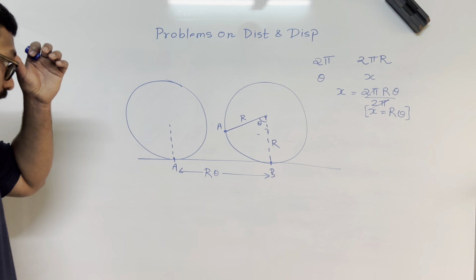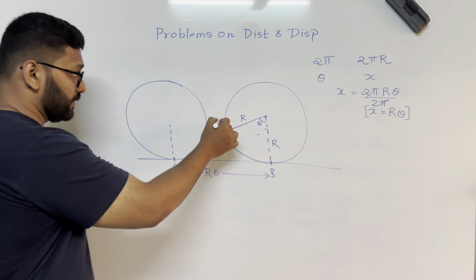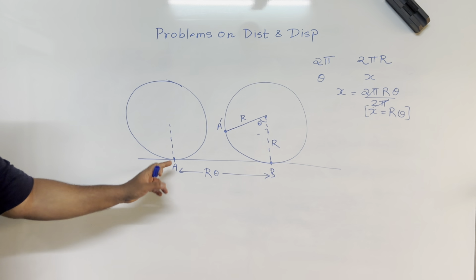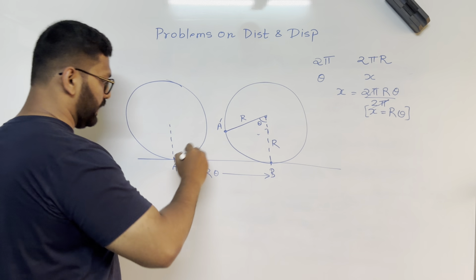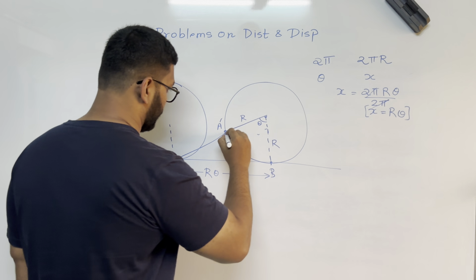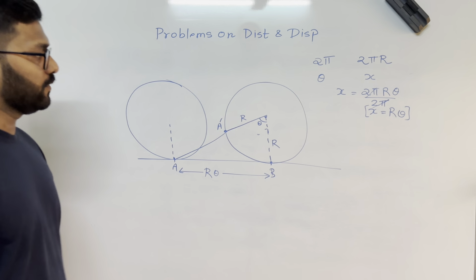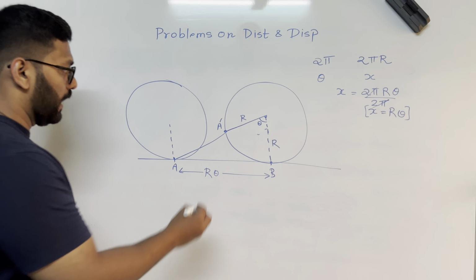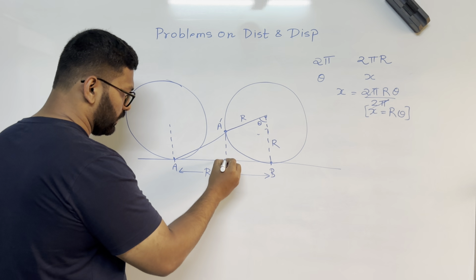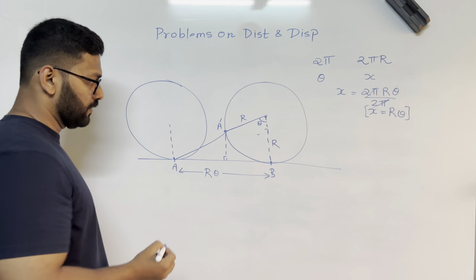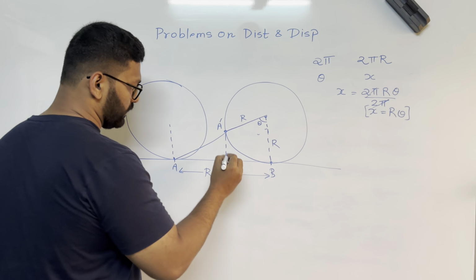Okay. Now let's say this is A dash, right? Now what is the displacement? From A to A dash, you draw a straight line like this, and you drop a perpendicular here. Always you have to use these things. Okay, and let's call this point C.